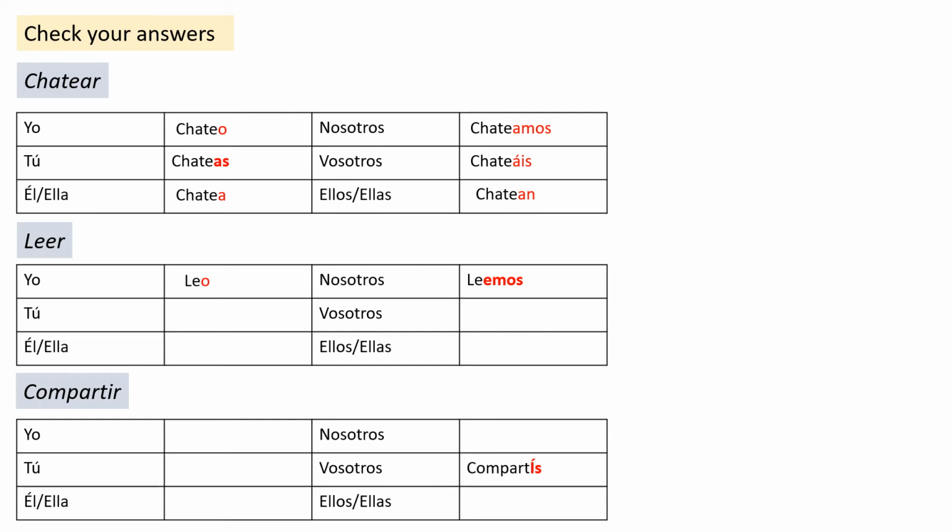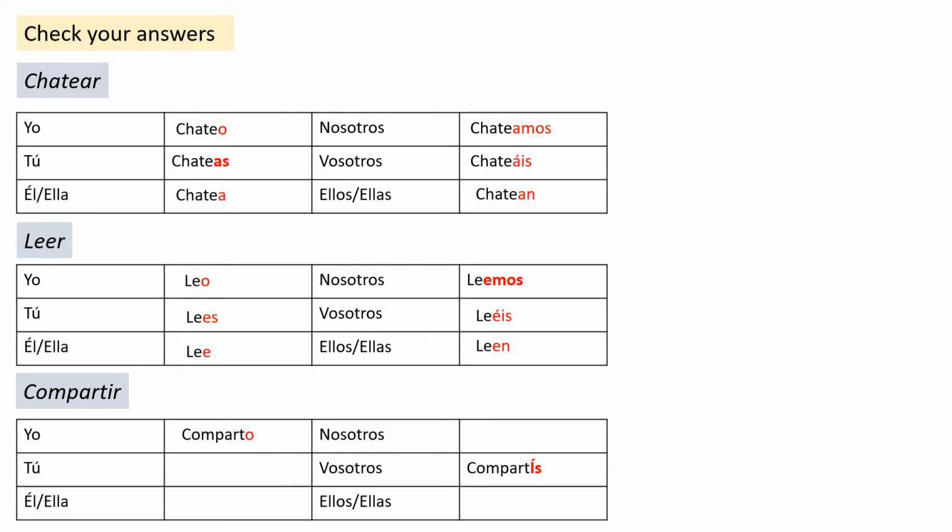Now we have a verb leer, to read. I read, leo. You read, lees. He or she reads, lee. We read, leemos. You plural read, lees. And they read, leen. And finally, compartir, to share.